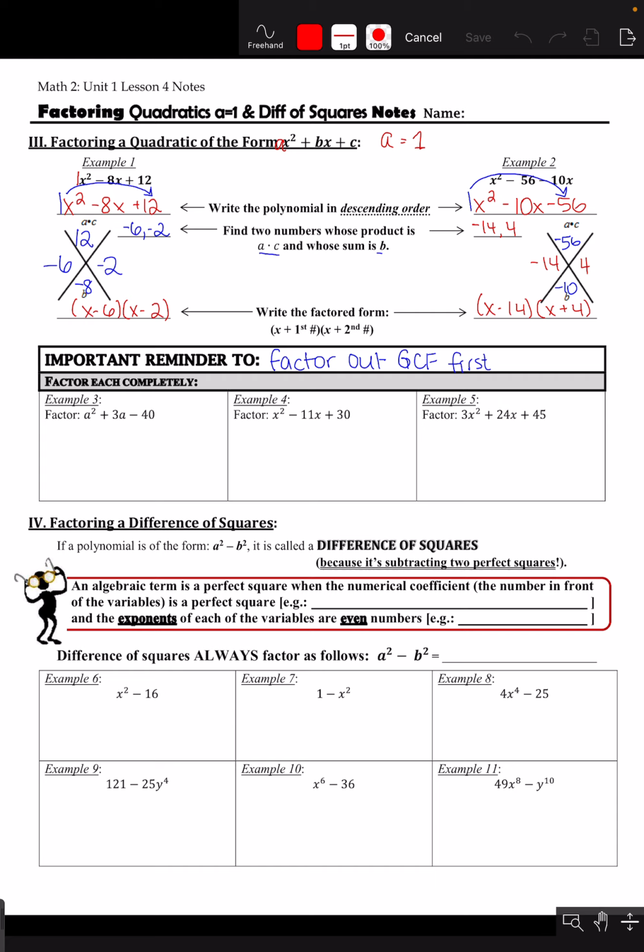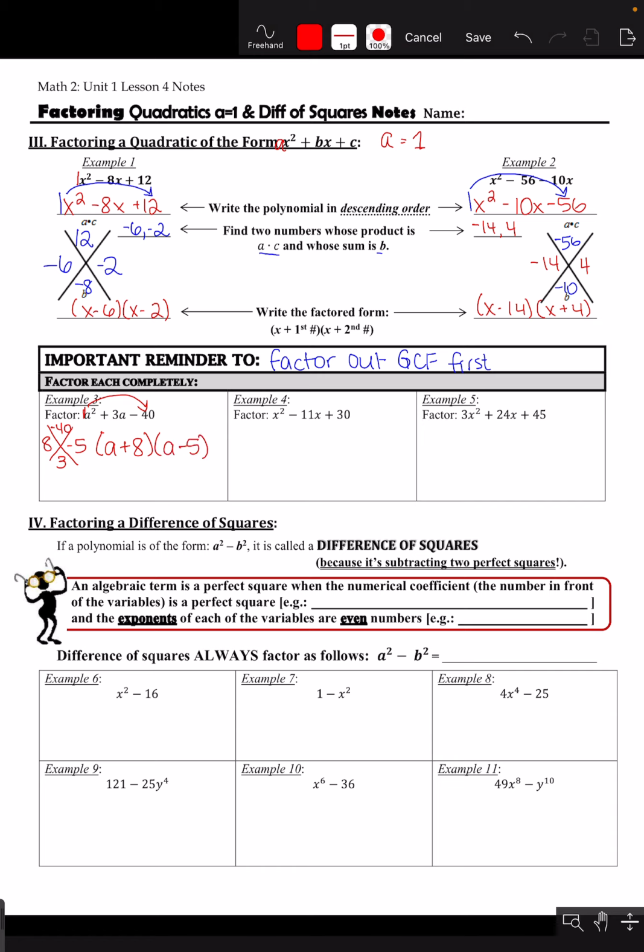All right, and so if we look at this example 3, we've got a squared plus 3a minus 40. My leading coefficient is a 1. 1 times negative 40. That 1 doesn't have anything in common with anything else. So we've got negative 40 on top, 3 on bottom, and the 2 numbers that multiply to give me negative 40 are 8 and negative 5. And so we just have to write it in factored form. So a plus 8 and a minus 5.